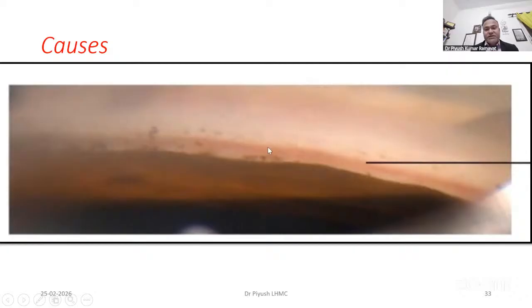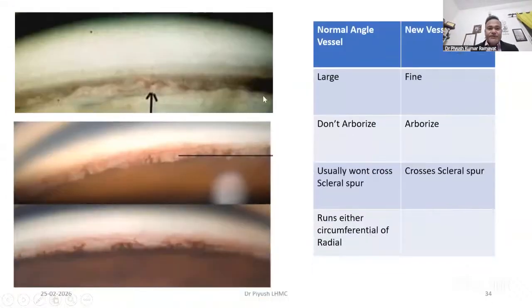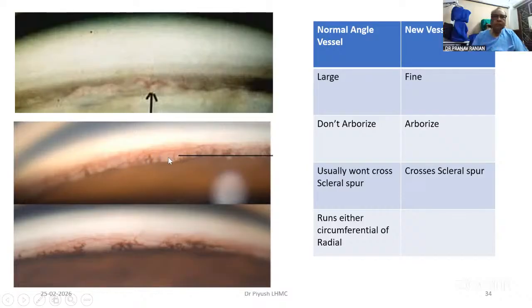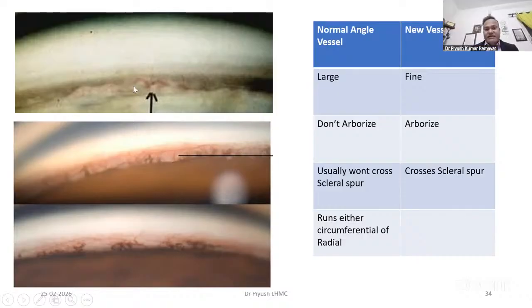So you should be able to identify this also. Carotid-cavernous fistulas, superior vena cava syndrome. Then the blood vessels in the angle, the normal vessels and the abnormal vessels. The abnormal vessels will have an arborizing appearance. They will be fine abnormal vessels, whereas the normal vessel will be broad, a single vessel. The normal vessels usually will not cross the scleral spur.